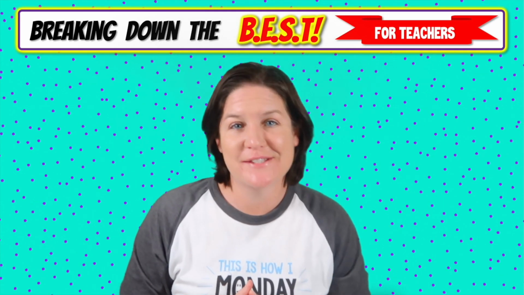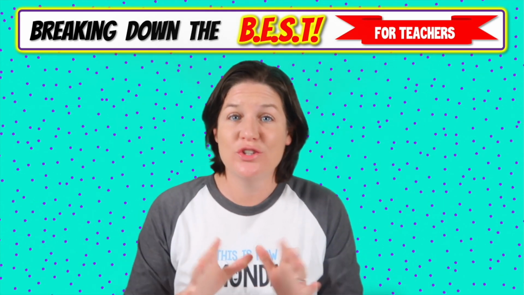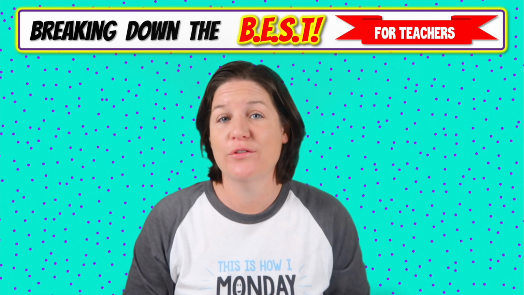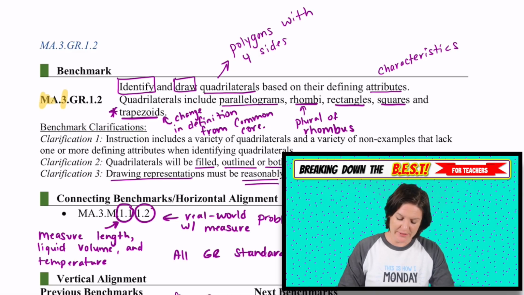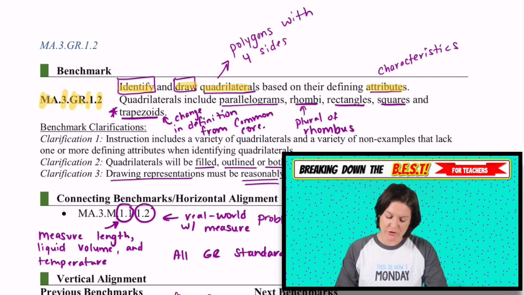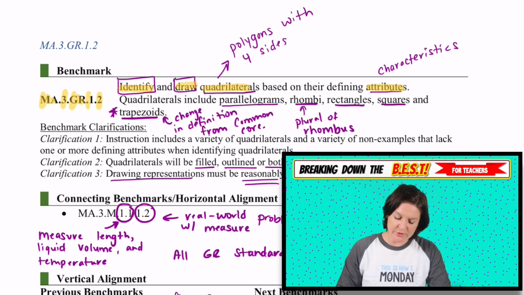Hey everyone. My name is Sarah McCarthy and I'm so excited that you are joining me as we break down the following standard. Today's standard is MA.3.GR.1.2 and this standard says to identify and draw quadrilaterals based on their defining attributes. Quadrilaterals include parallelograms, rhombi, rectangles, squares, and trapezoids.